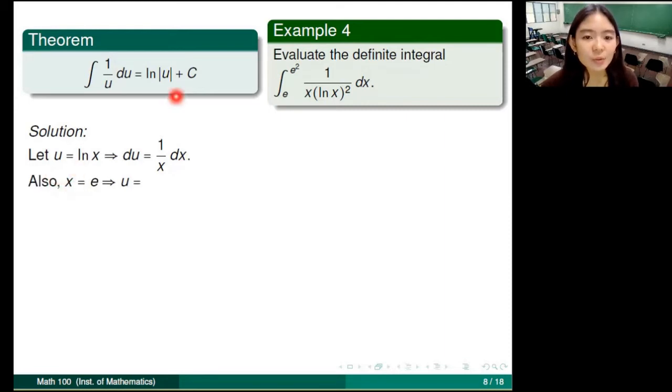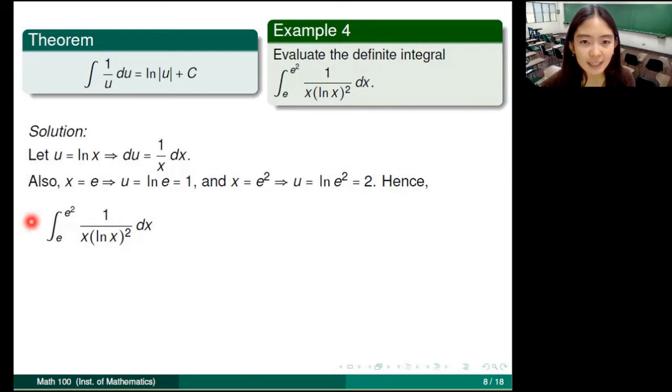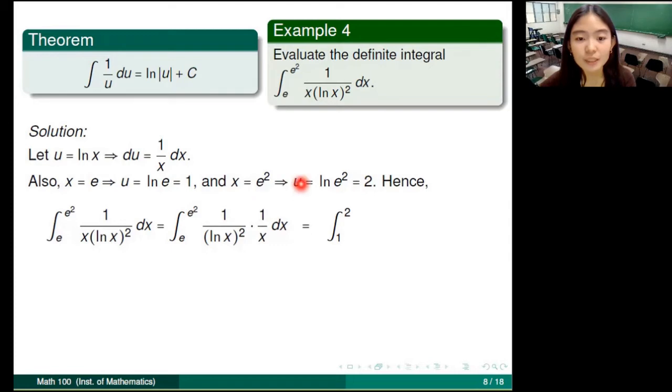So kapag ang x natin ay equal sa e, sinimulan niya sa lower bound, from our definition for u, ano na ang ating u? It will be equal to ln of e, and that is equal to 1. And then our upper bound of integration, si e squared, kung yan ang ating x, then ang u natin, using this definition for u, ay magiging ln e squared. So therefore, 2 ang ating upper bound of integration in terms of u. So rewriting our given, ang bagong bounds na natin ay from 1 to 2 in terms of u na.